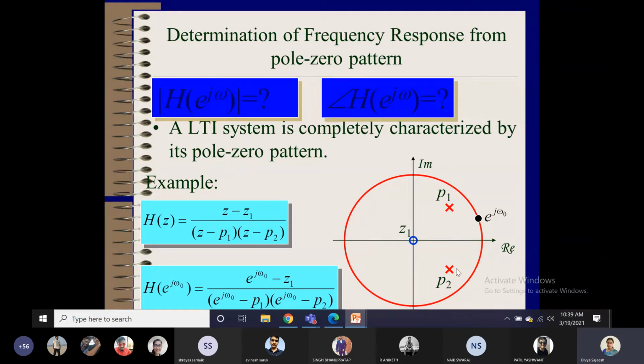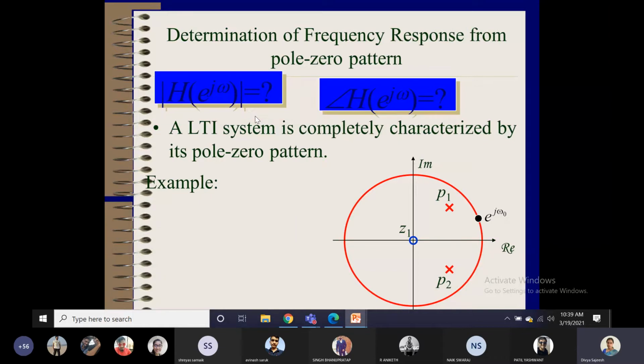That red circle denotes the unit circle and e raised to j omega. So this is your frequency response at the unit circle. If I put z equal to e raised to j omega, you will obtain the frequency response. Okay. Now how to get the magnitude and the angle?